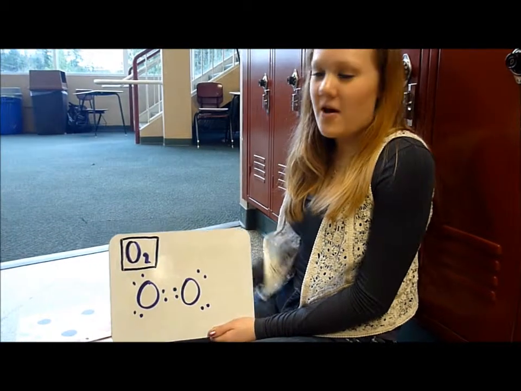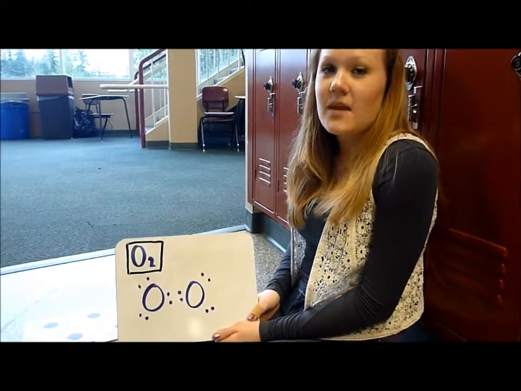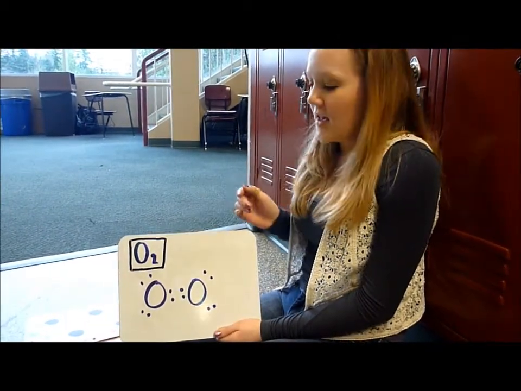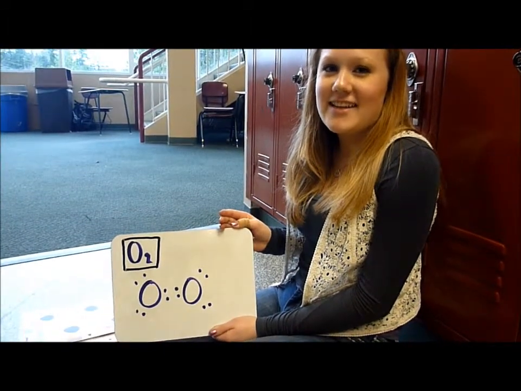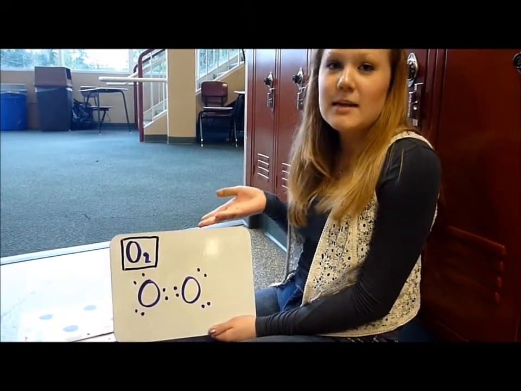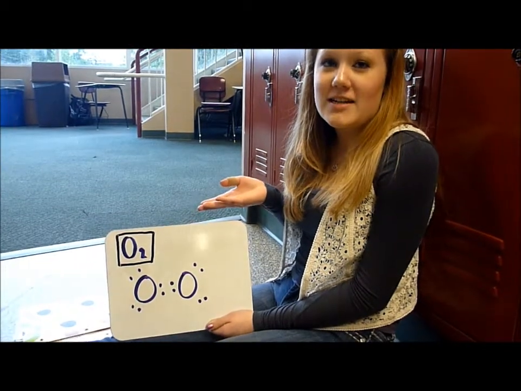To create a double bond, there must be 4 electrons bonded, as shown in O2. Each element will still keep its regular amount of valence electrons, which for oxygen is 6, but the only way they can be bonded together is with 4 electrons.